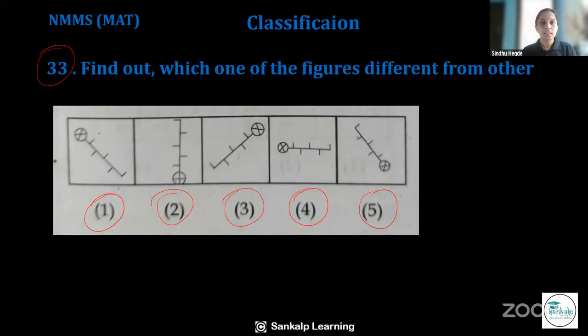Okay, see, this part is similar in all. We cannot differentiate on the basis of this part because all contain a straight line, and the outer straight line has alternate short lines. This is common to all. So leave this one. On the basis of this end circle, observe this.